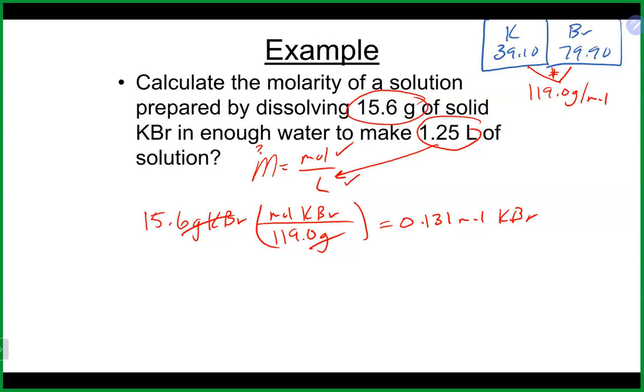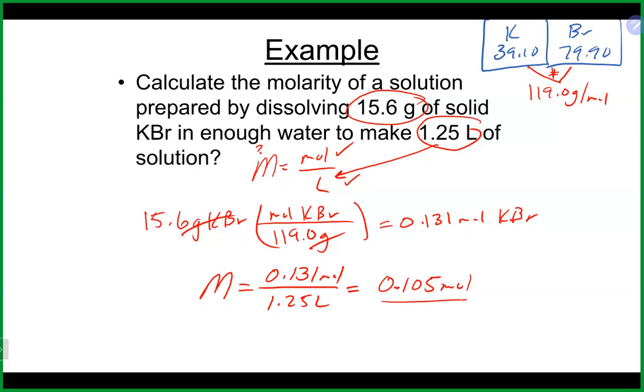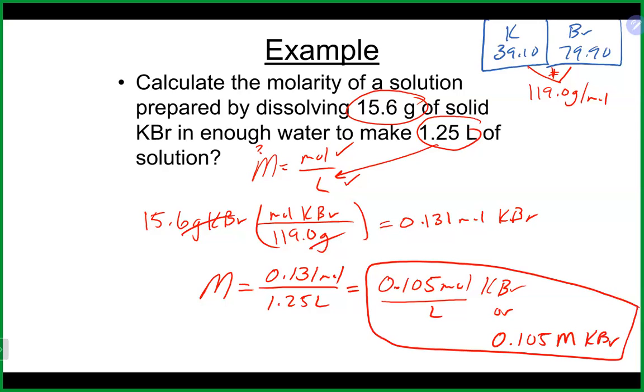At that point, we now have the top number. We have the bottom number that was given to us. All that's left is to plug it in. So we're going to get 0.131 moles over 1.25 liters. And if we do all that good stuff there, we're going to end up with, call it 0.105. The units are moles per liter as they do not cancel out. You can write it at the end as 0.105 big M KBr. So either one here would work.